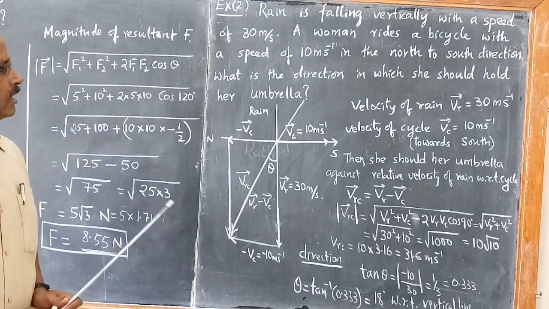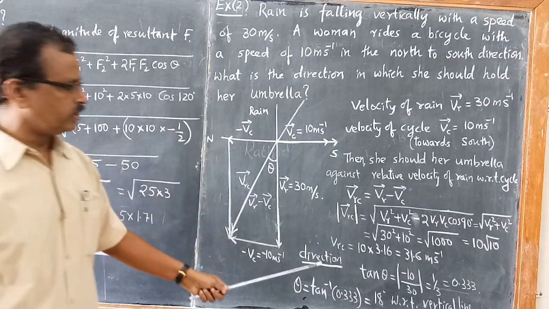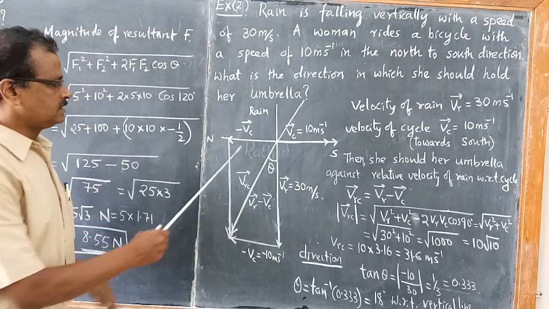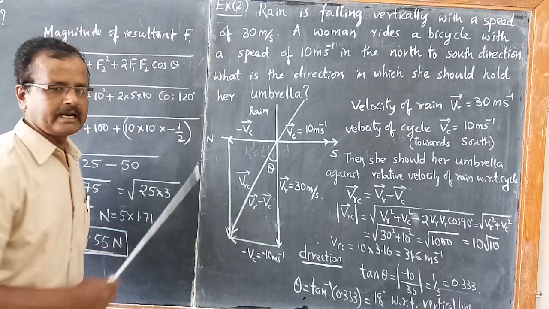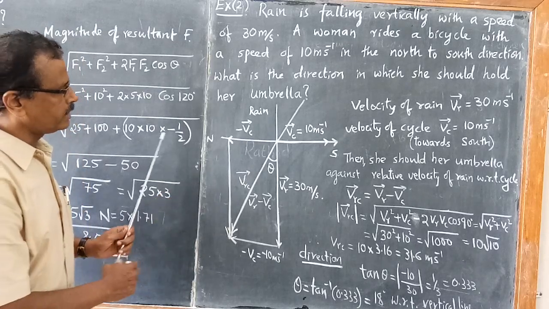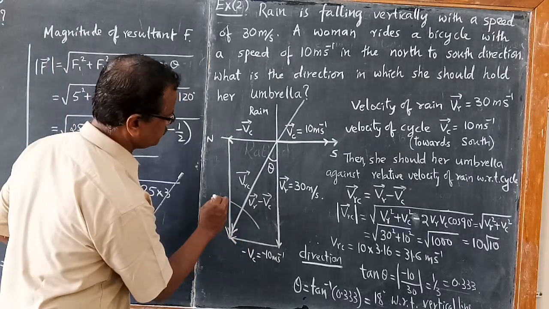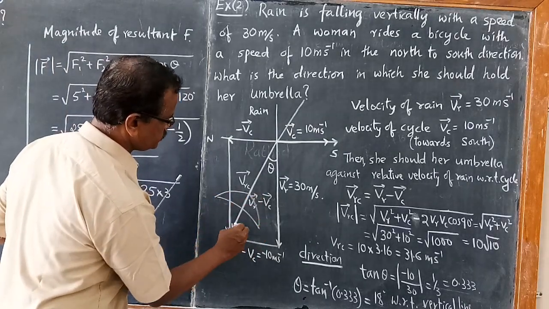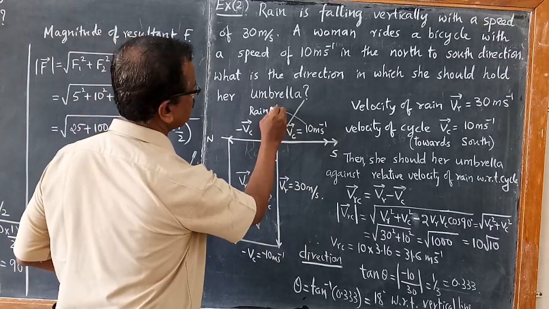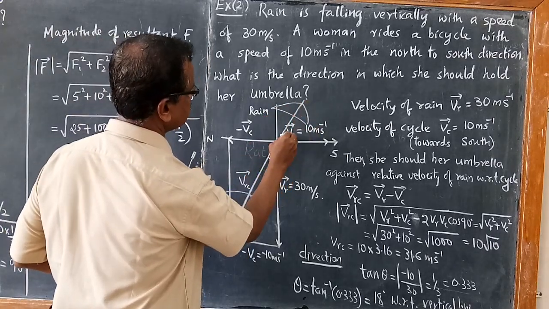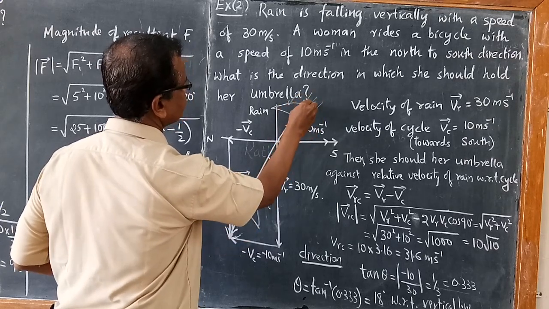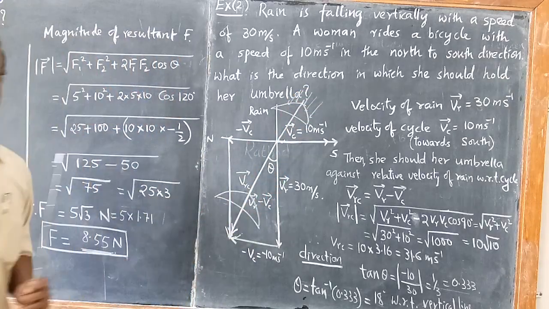Now, of course, in the question it is asked to find out only the direction. So direction can be very easily obtained from this right angle triangle. So this is the angle with respect to the vertical line she should hold her umbrella. If you think that this is the umbrella, she should hold her umbrella in this direction to protect herself from the relative velocity of rain with respect to cyclist.